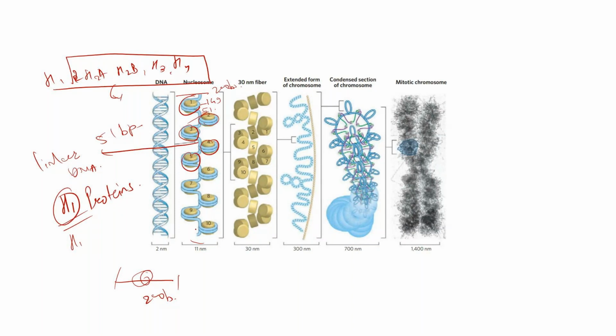Now these nucleosomes get compactly packed with each other, giving rise to a 30 nanometer fiber. This 30 nanometer fiber is also called the solenoid fiber, or the solenoid model. This is also called what? Solenoid model or solenoid fiber.